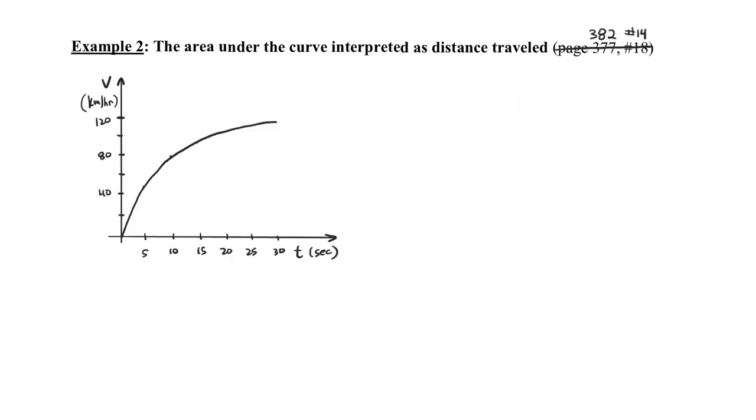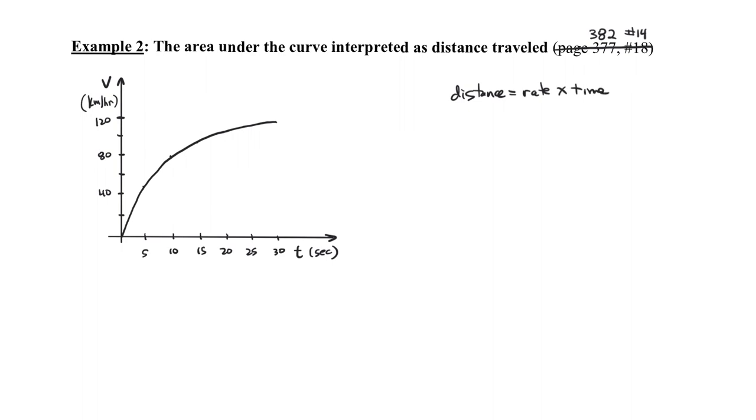All right, so now we've got a picture here. Let's take a look at this problem. And this one says the velocity graph of a car accelerating from rest to a speed of 120 kilometers per hour over a period of 30 seconds is shown. Estimate the distance traveled during this period. Well, just like before, we've got the rate here and the time here, right? So we know distance equals rate times time. So that's the same as before.